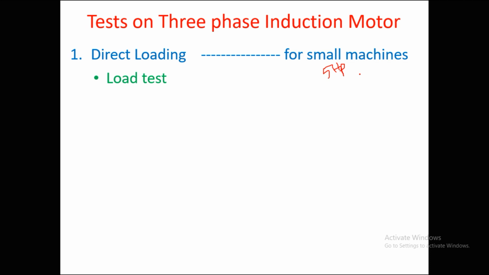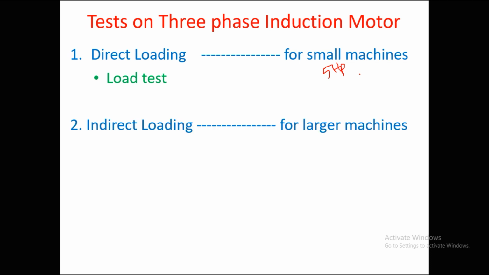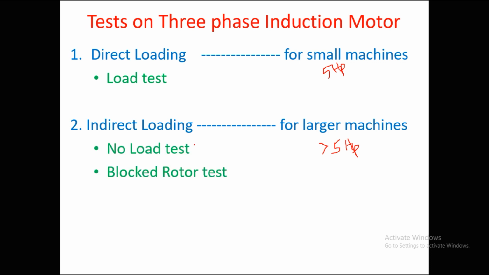Whereas the second type of test, that is the indirect loading test, is best suited for larger machines, especially at the time of manufacturing. A larger machine, in the sense, has a power rating greater than 5 HP, and for this category of induction motor we can perform both the no load and blocked rotor tests for obtaining performance characteristics.